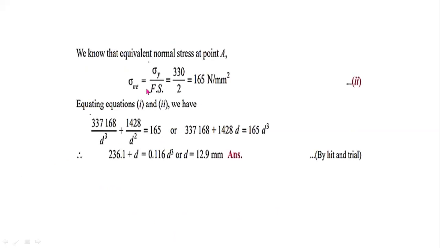Already we know the formula for maximum principal stress: the equivalent normal stress equals sigma y by fs. Sigma y equals 330, fs equals 2. So sigma NE equals 165 Newton per mm square. But sigma NE equals sigma NEB plus sigma NEA. So from equations 1 and 2, we got the answer for the diameter of the shaft, D equals 12.9 mm.